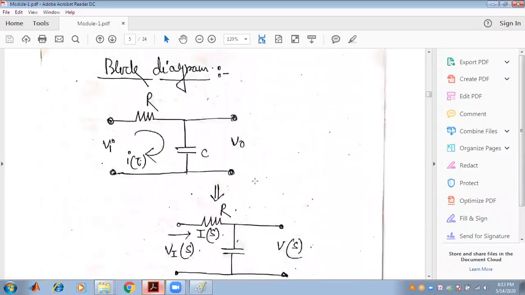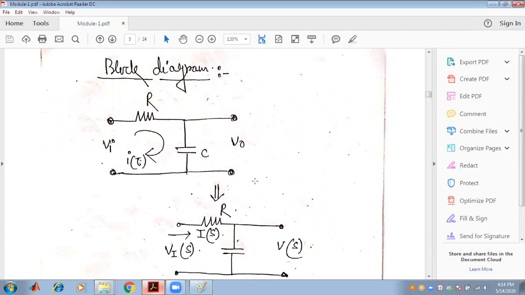We have already learned about the transfer function. So what is transfer function? Transfer function is the ratio between Laplace output and Laplace input, means the output to input in the Laplace domain, keeping all the initial conditions equal to 0. And also we have known what the poles and zeros of a system and of a transfer function are.